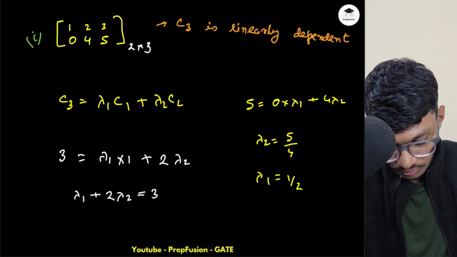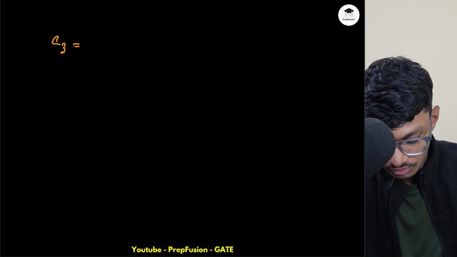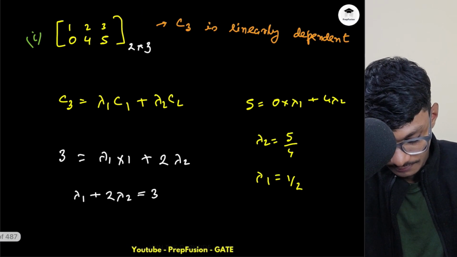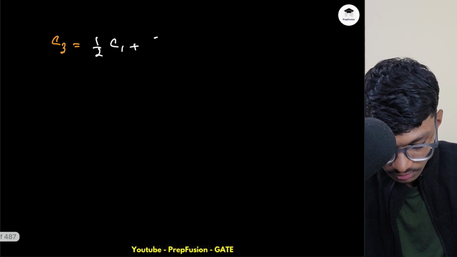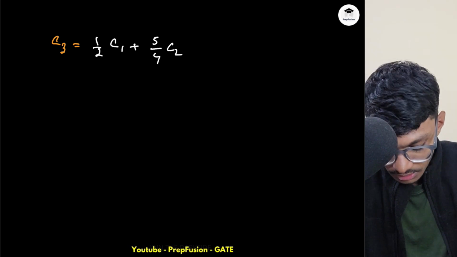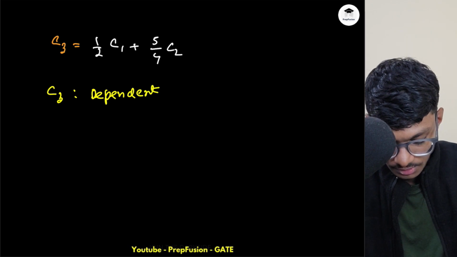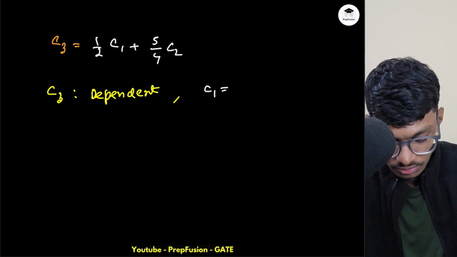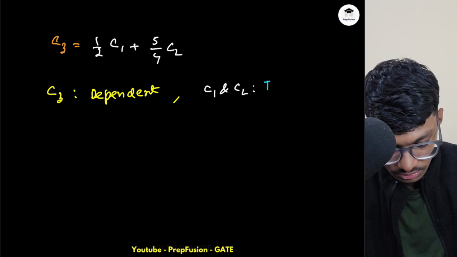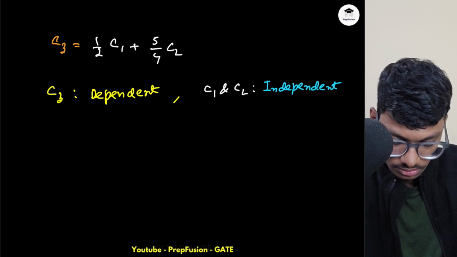So basically I can write that C3 equals 1 by 2 C1 plus 5 by 4 C2. So C3 is a dependent column and C1 and C2 are independent. Okay, C1 and C2 are independent.